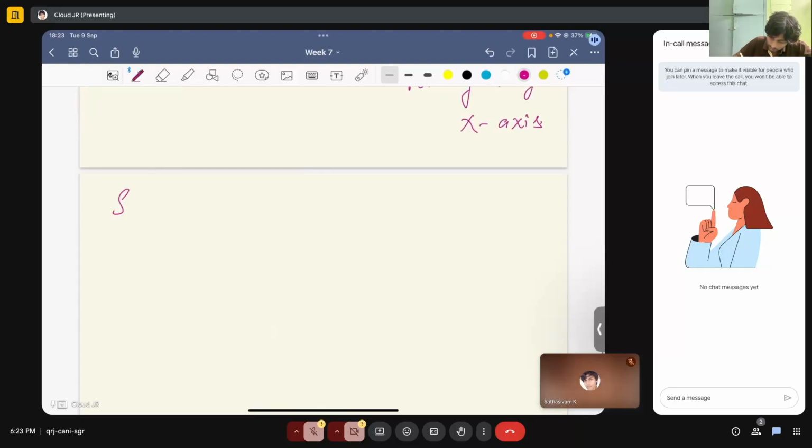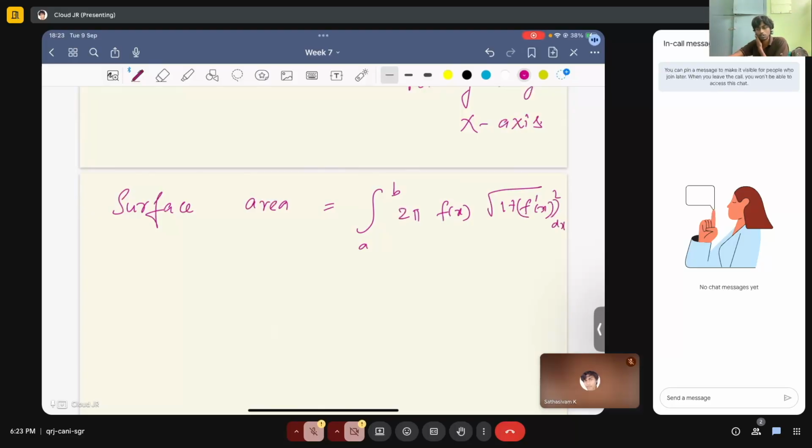So the surface area is nothing but the integral from a to b of 2 pi f of x times the square root of 1 plus f prime of x squared dx. Okay, so this is the surface area formula, and we are just going to do the integration. That's all.